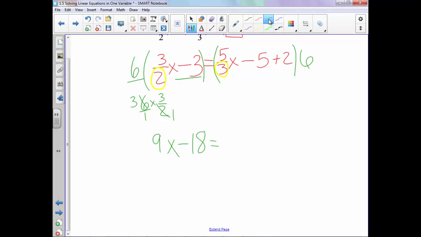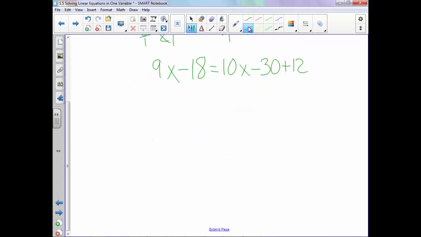On our right side, we'll have 5/3 times 6 over 1. Take a 3 out from both. We're left with 10x minus 30 plus 12. If you had wanted, you could have simplified this first and then multiplied by the 6, but it doesn't matter.